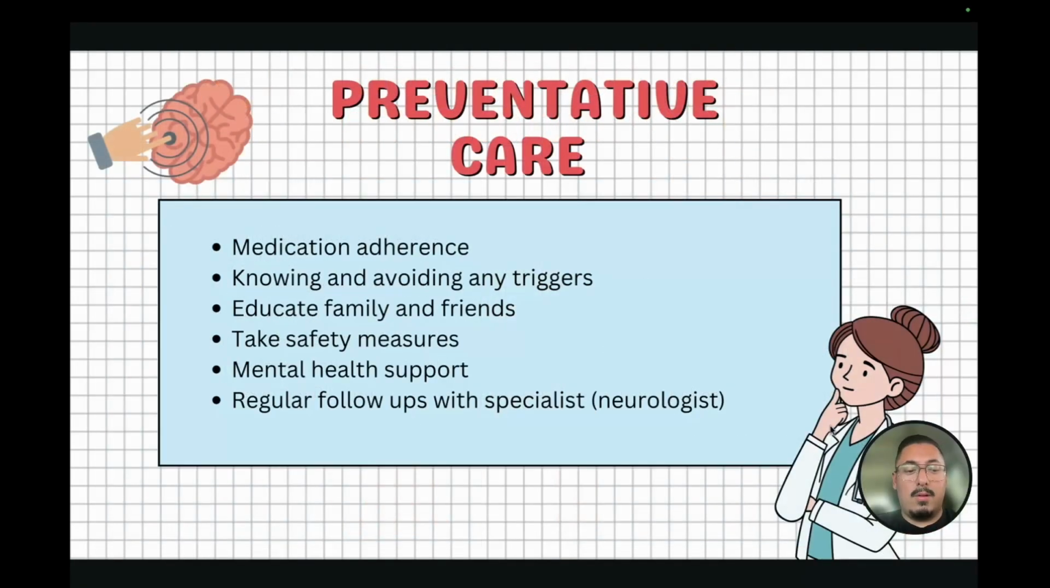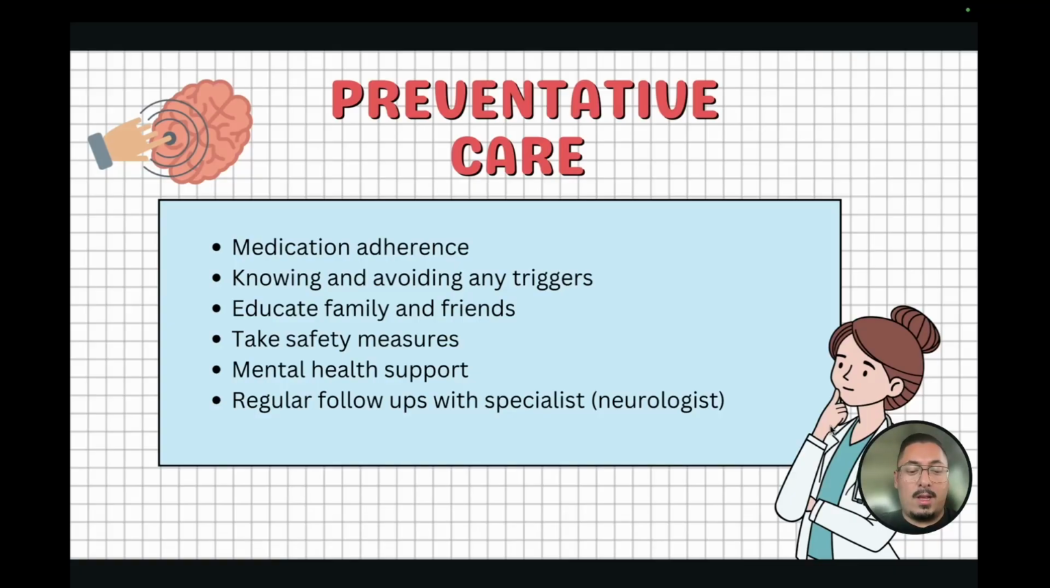Lastly, I want to cover preventative care strategies for managing seizures. The most important factor is medication adherence, taking your medications exactly as prescribed. Next is understanding and avoiding personal triggers. This can consist of stress, sleep deprivation, or flashing lights, and it can also significantly reduce seizure risk.